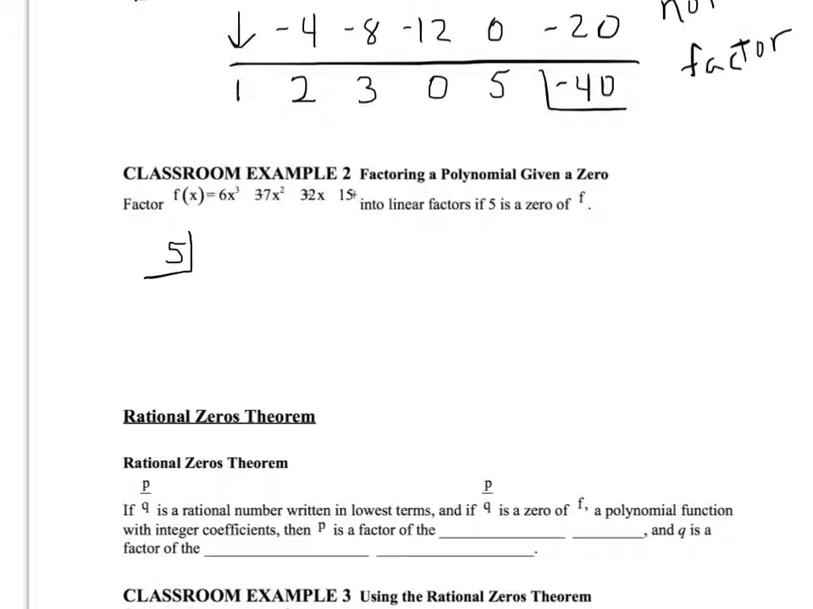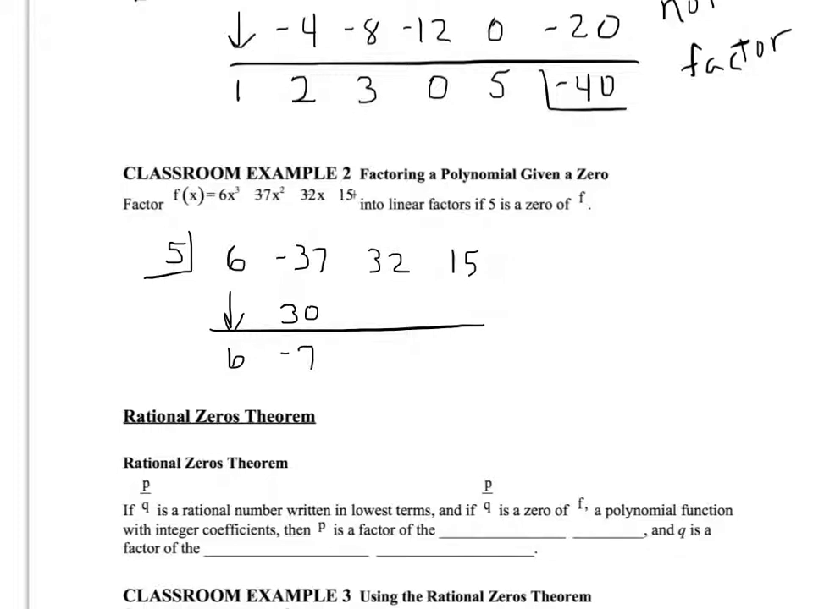by pulling out our row of coefficients. So the first term is 6x to the third, so I'm going to need a 6 in the first spot. The next term is negative 37x squared, so we need a negative 37. My x term has a coefficient of positive 32, and my constant is a positive 15. Now, when I bring down that first term, 6, and I multiply 5 times 6, I get 30, which goes under the negative 37. Adding those together will give me negative 7.